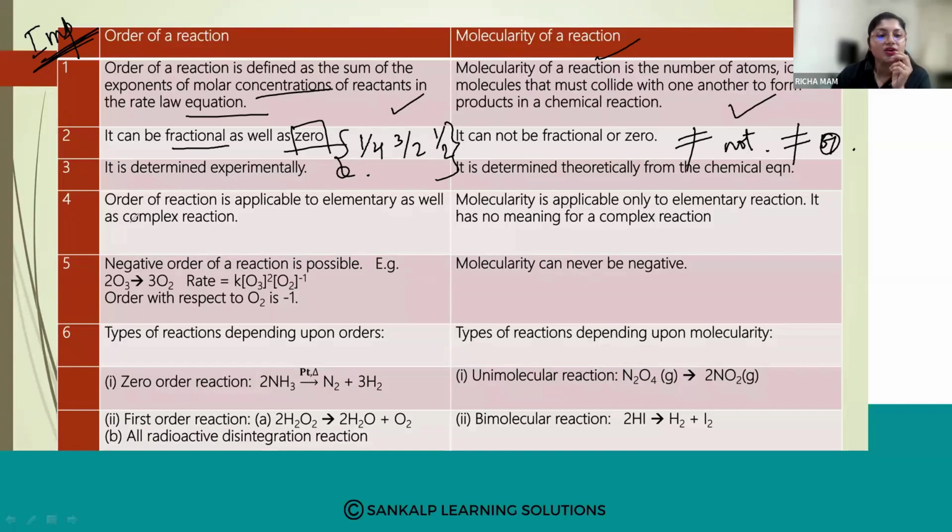Then the order of reaction can be determined experimentally. Okay, so order of reaction can be determined experimentally. Then molecularity of reaction is a theoretical concept.